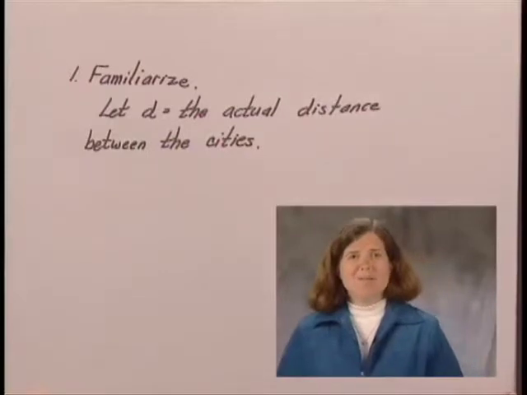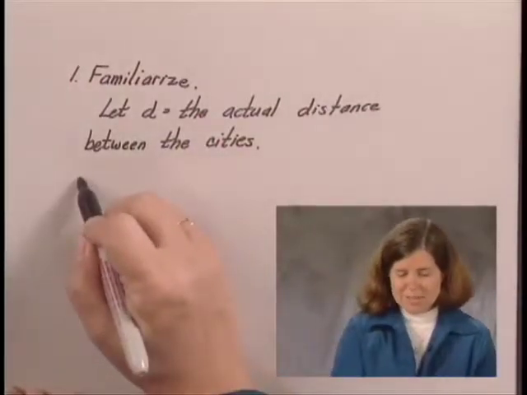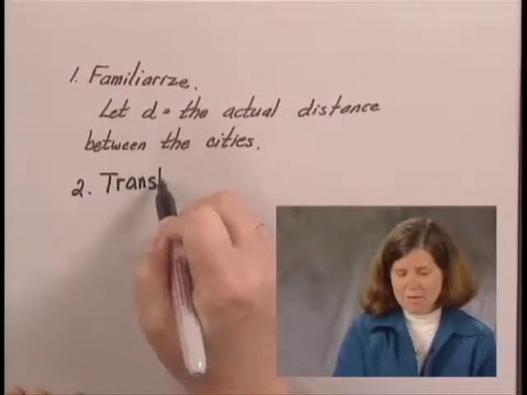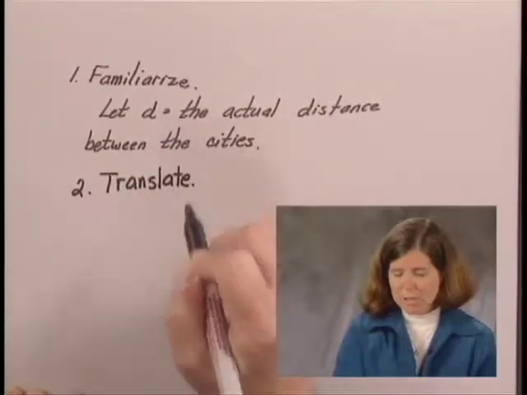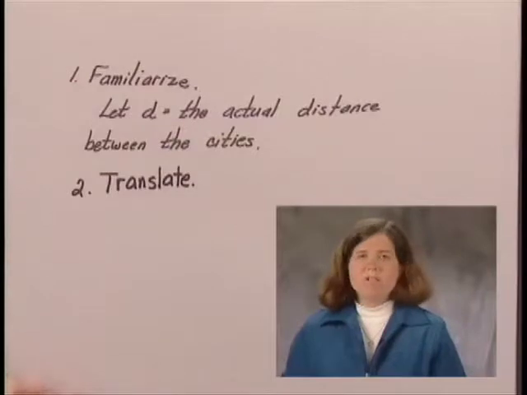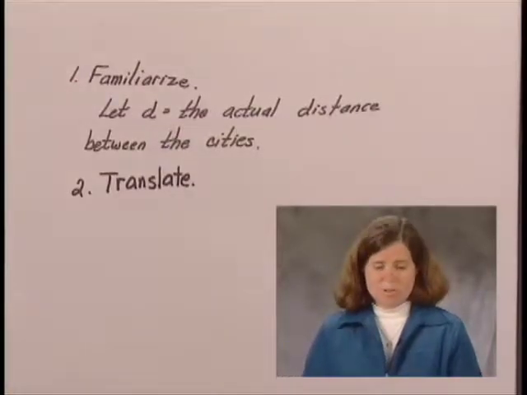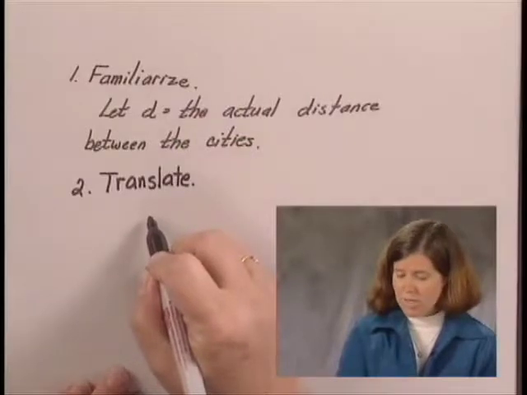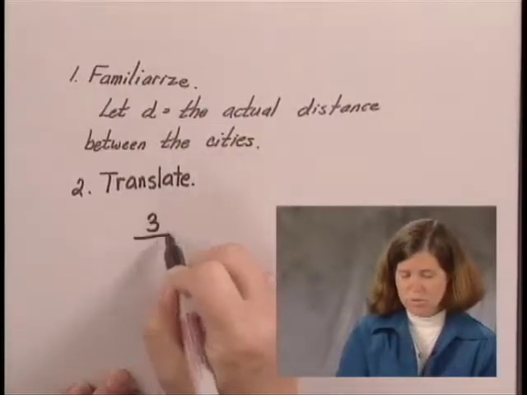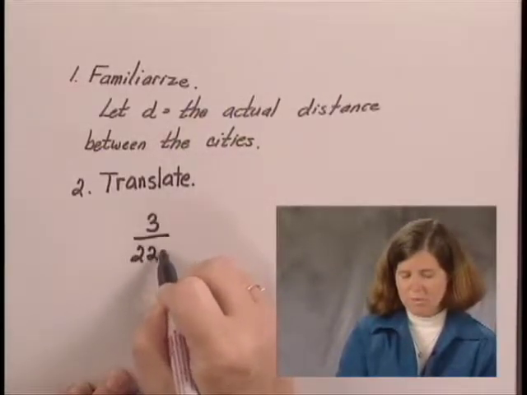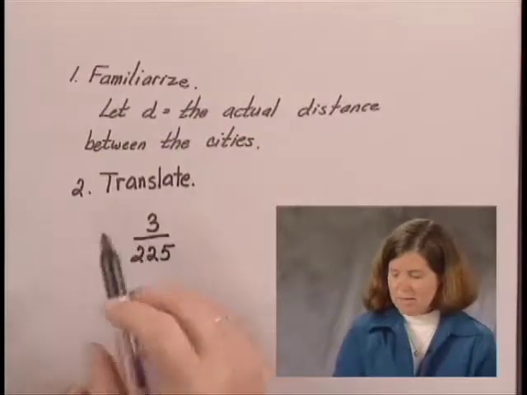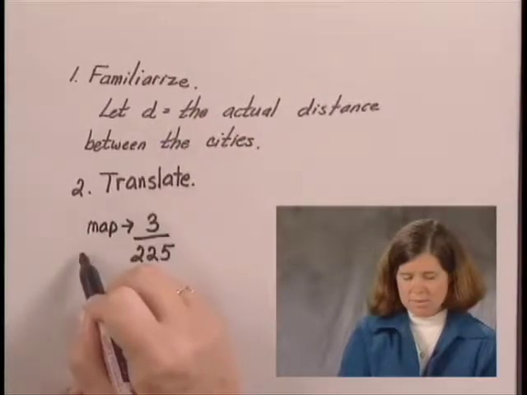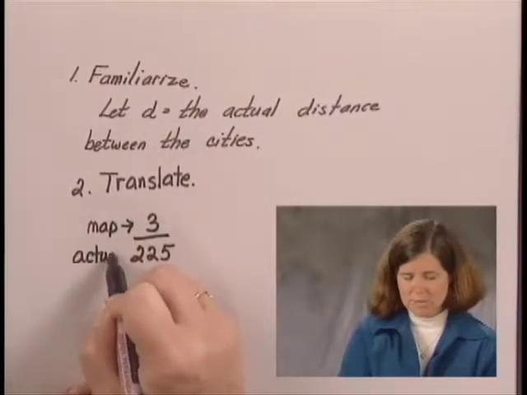I think we're ready now to go to step 2, which is the translate step. And in this step, we translate the problem to mathematical language. We can translate this problem to a proportion. We're given the ratio 3 inches to 225 miles. This is the distance on the map. This is the actual distance.